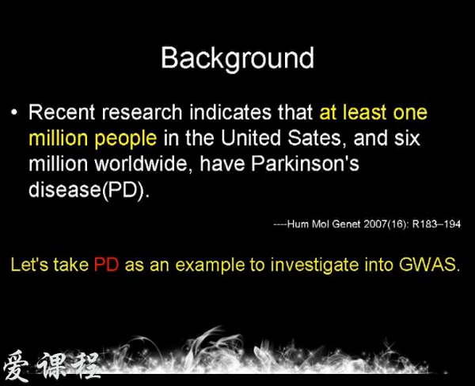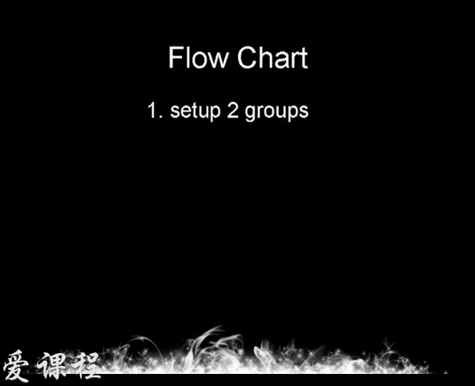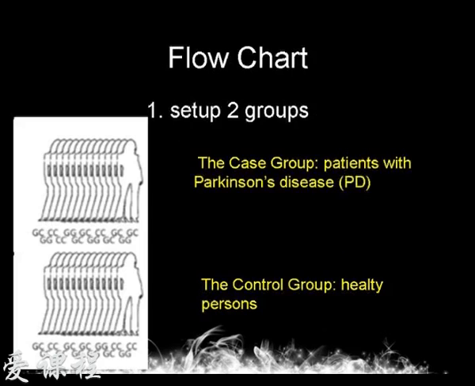And recent research indicates that there is a high heritability of Parkinson's disease. So let's take PD as an example to investigate GWAS. First of all, we should set up two groups. The case group includes patients with PD, and the control group includes healthy persons.